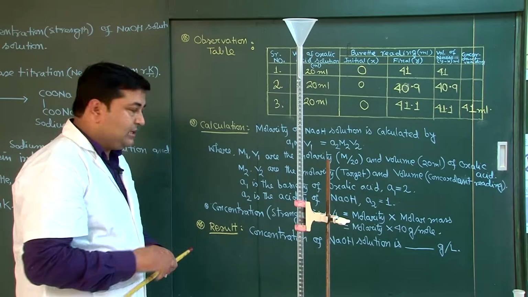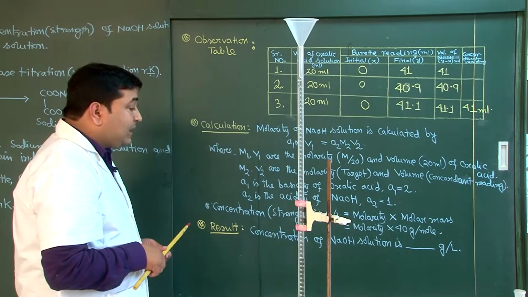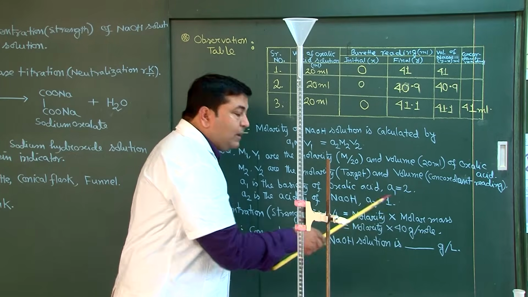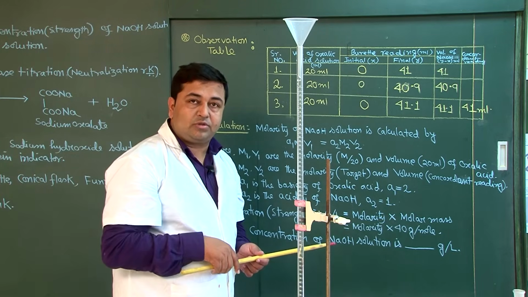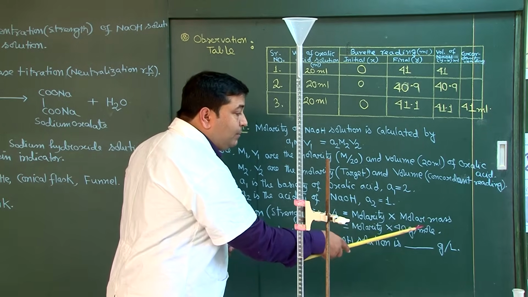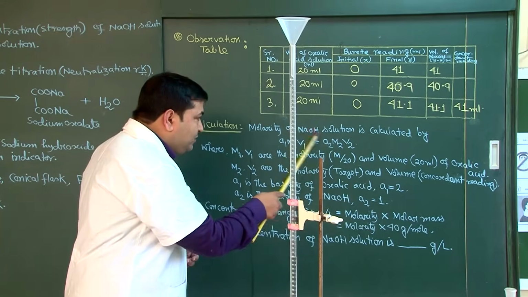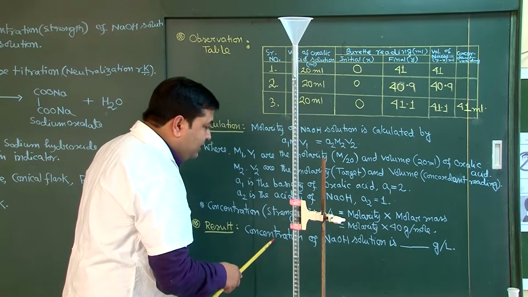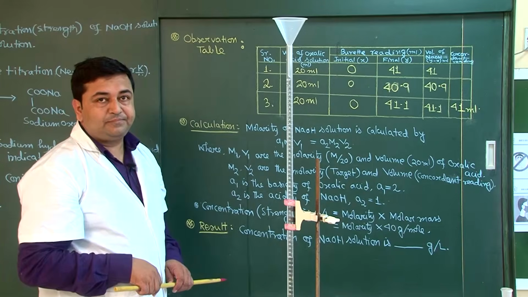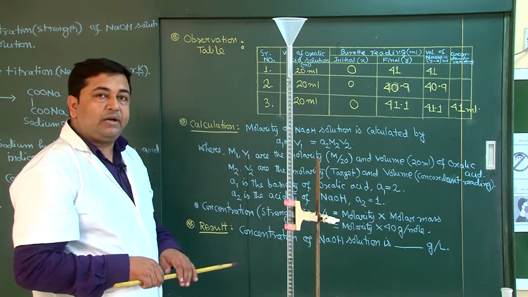But what is our target? Our target is the concentration or strength of sodium hydroxide solution. So, in this practical, how can you get this value? When the molarity is multiplied by the molar mass of sodium hydroxide. What is the molar mass? The molar mass of sodium hydroxide is 40 gram per mole. If we multiply this molar mass with the molarity, we get the concentration of sodium hydroxide solution. What is the target of our practical? From this calculation, we get the result: the strength or concentration of sodium hydroxide solution.